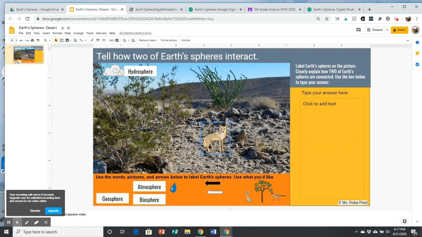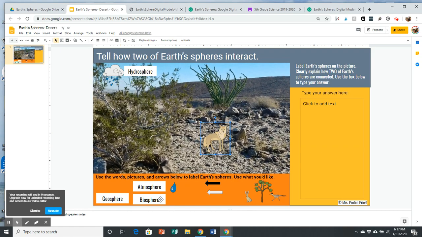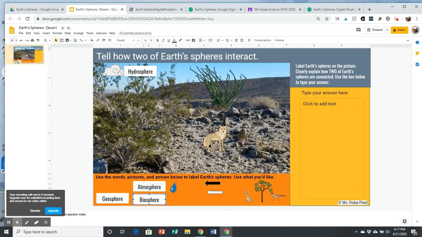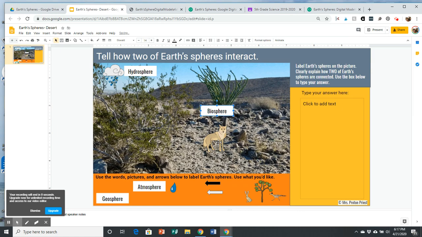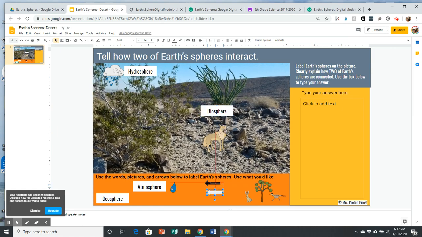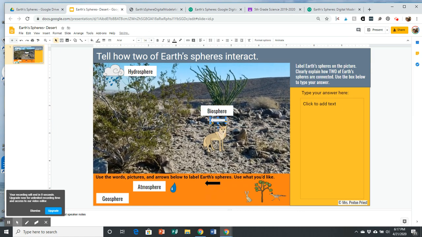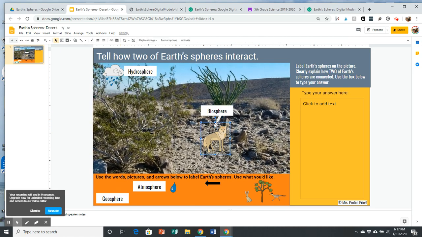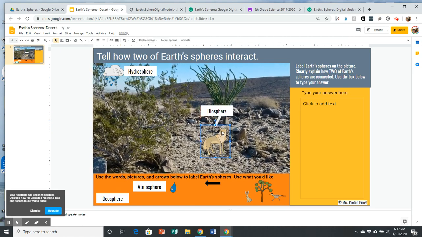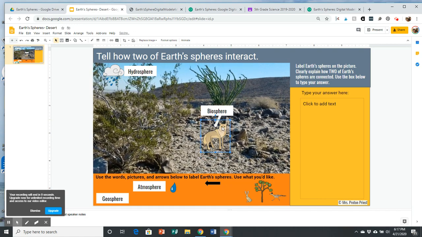I've got a coyote that is part of the biosphere here. Anything living, like a plant or an animal. So I'm going to put it right here so I can talk about that plant and I can talk about this coyote. When I have this circle right here, I can turn my arrow. So there we go. And there's my coyote.